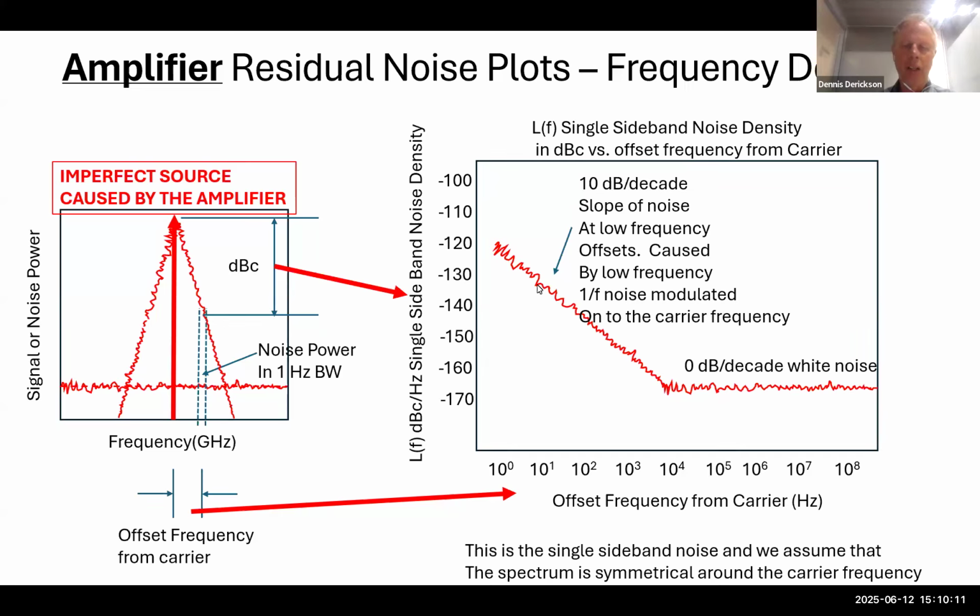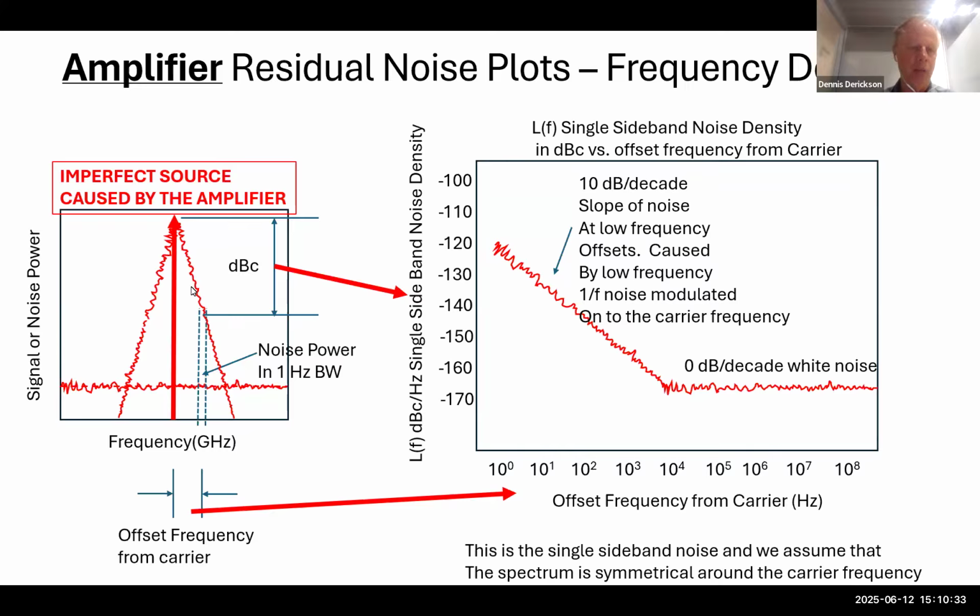The plot we're going to make that's going to talk about what kind of damage the amplifier has done is going to be this plot. Typically we have the script L of f describing it. It has units of dBc, dB from the carrier peak per hertz, single sideband noise density. And let's look at that.